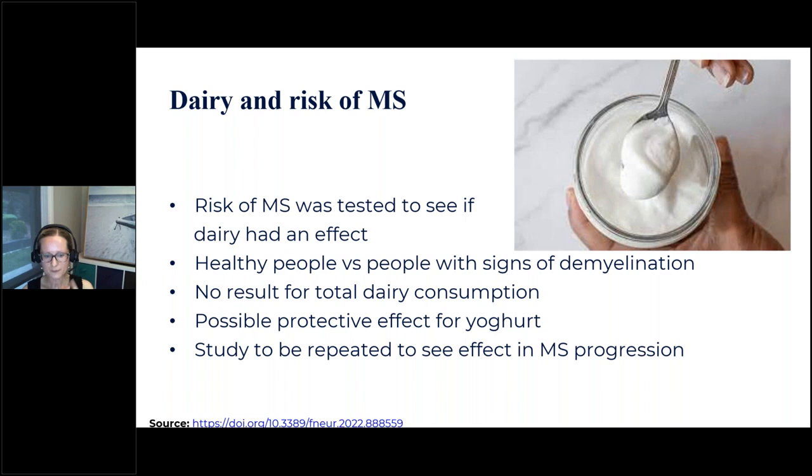There even seemed to be a bit of a protective effect suggested in relation to yogurt. And that may be because of the probiotic effects that the yogurt could contain and the interaction between the gut and the brain we're hearing a lot about at the moment. The main thing to keep in mind with the results here is that these probably would need to be repeated to see if the same finding would happen in people who are diagnosed with MS or later in the disease process, because this is very, very early stage.